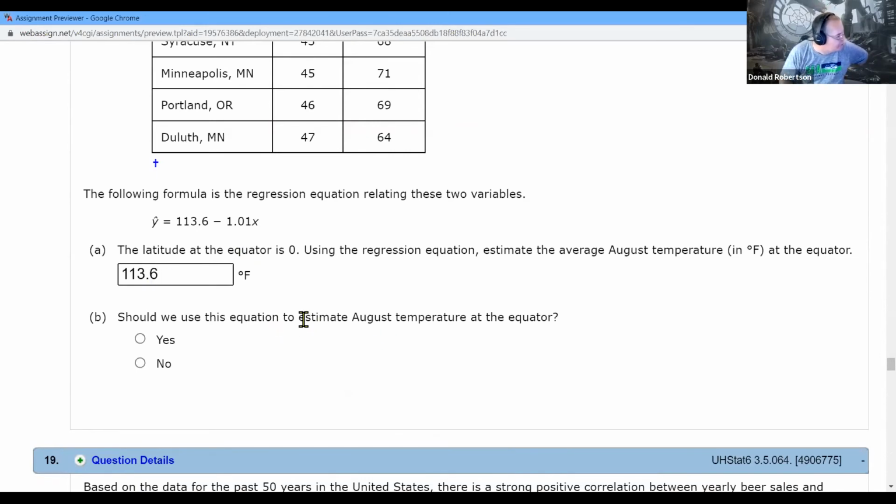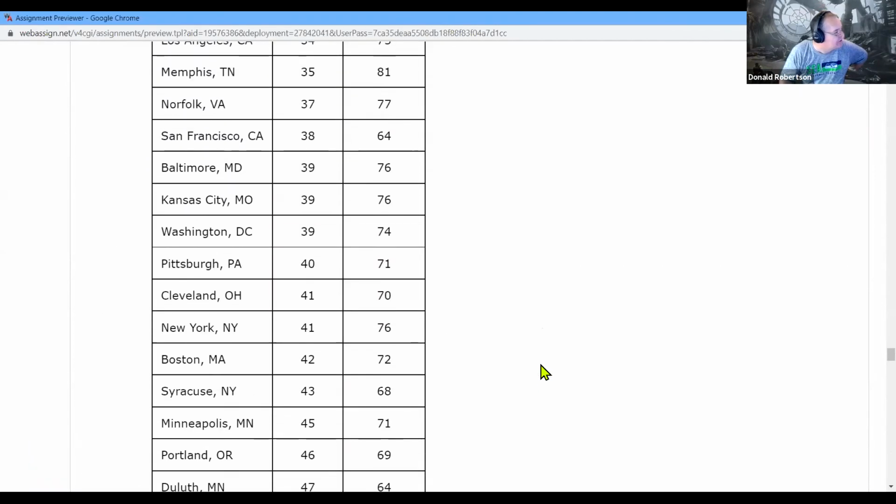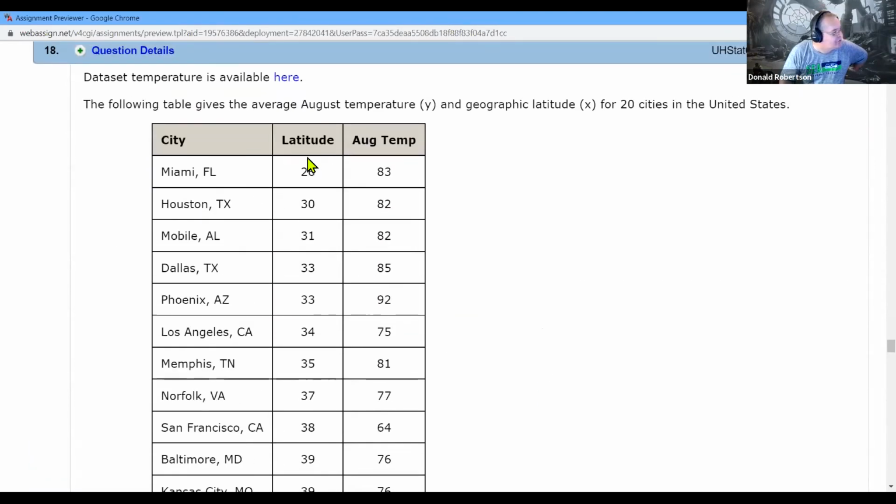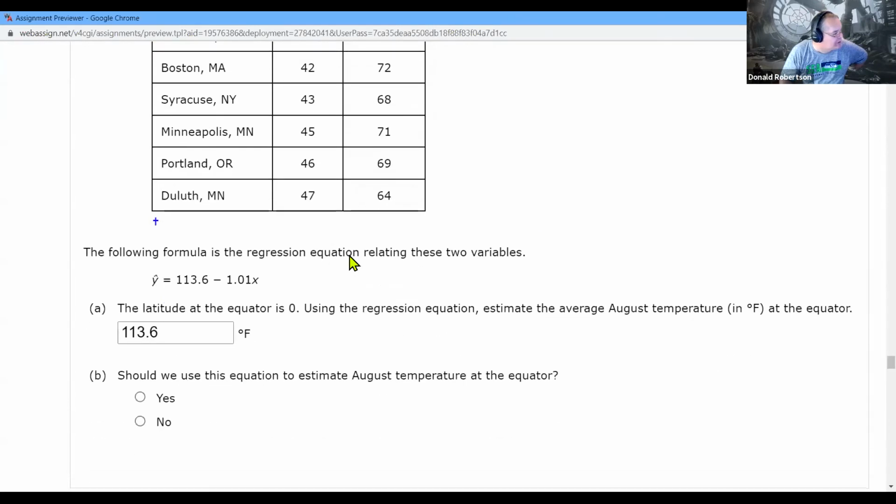Should this equation be used to estimate the August temperature at the equator? Well, let's be very careful. Wasn't this data collected only from places in America? As far as I know, nowhere in the United States of America is on the equator. Agreed? So shouldn't we be really careful and say, no, don't use that to predict the equator? Who knows what happens if you go further south, right? Other weather things kick in, don't they?